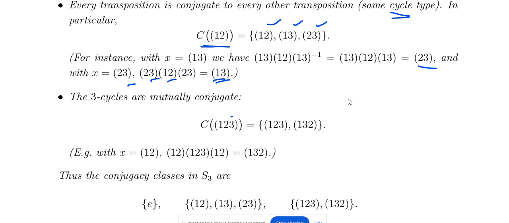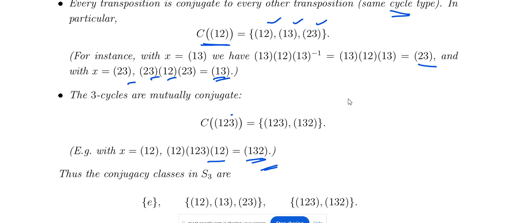Okay, in S3 there are only two 3-cycles. So for example, let x be (1 2 3). This is called x inverse, that is x A x inverse. If you calculate this, obviously it is (1 3 2). Here 1 goes to 2, 2 goes to 3, and 3 goes to 1, so 3 goes to 2: (1 3 2). It's a very simple idea. You should be familiar with how to calculate this.